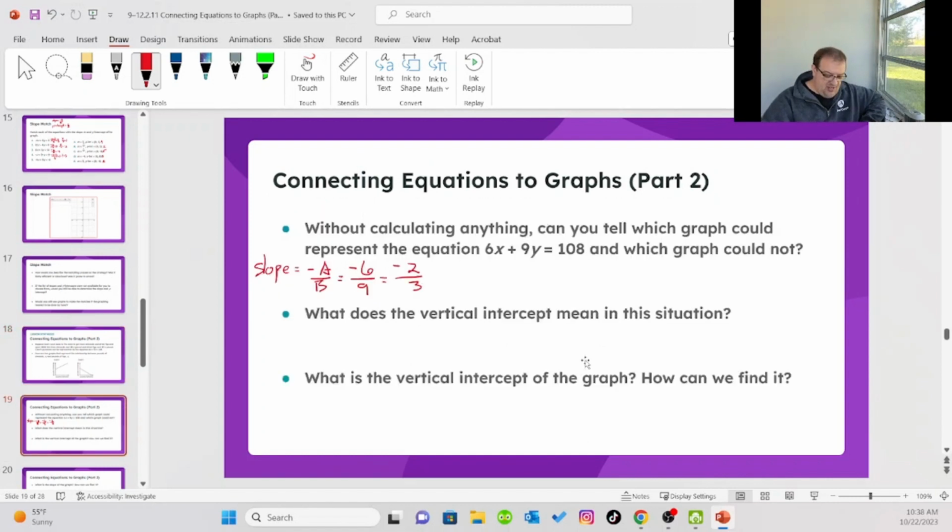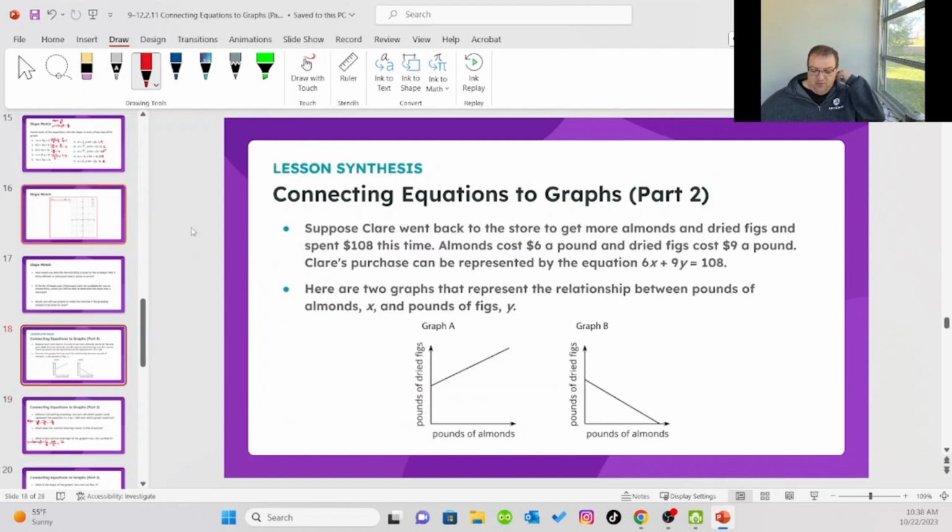But what we can do is we know that a y-intercept equals C divided by B. C is 108 and B is 9. 108 divided by 9 is 12. So our vertical intercept is going to be 12 pounds of dried figs.